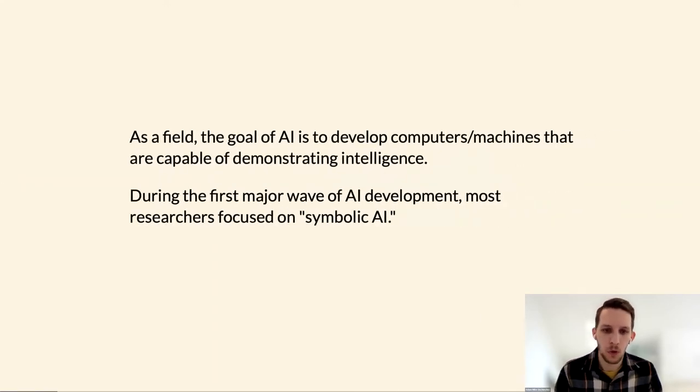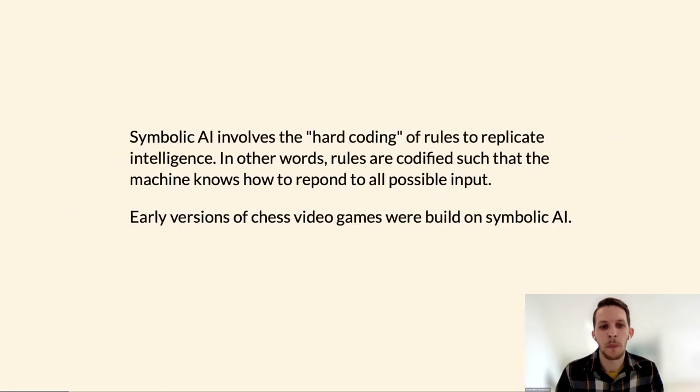As a field, the goal of AI is to develop computers and machines that are capable of demonstrating any form of intelligence. Okay. So during the first major wave of AI development over 50 years ago, this was all focused on a field at the time that was known as symbolic AI. The idea behind symbolic AI is that you can essentially hard code a set of rules or a set of governing behavior that can replicate intelligence. Okay. So basically, you have a machine that just can recognize different forms of input, and based on those inputs, that then triggers some specific hard coded rule for a version of output.